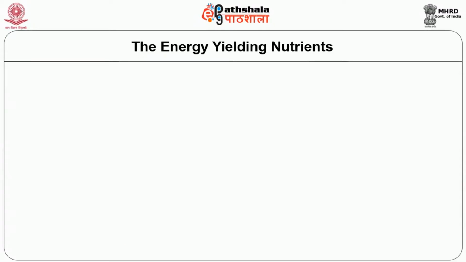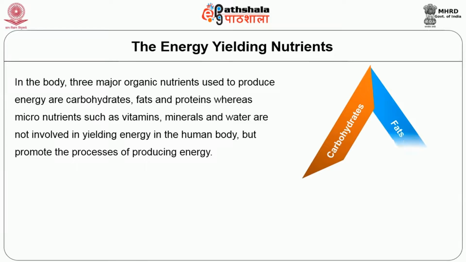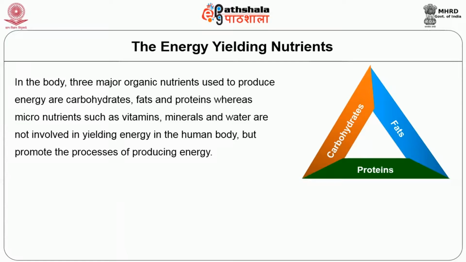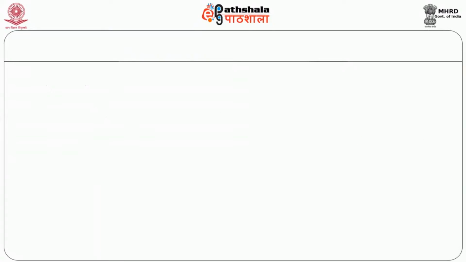The energy yielding nutrients in the body: the three major organic nutrients used to produce energy are carbohydrates, fats and protein, whereas micronutrients such as vitamins, minerals and water are not involved in yielding energy in the human body but promote the process of producing energy. Now we will see energy from foods.